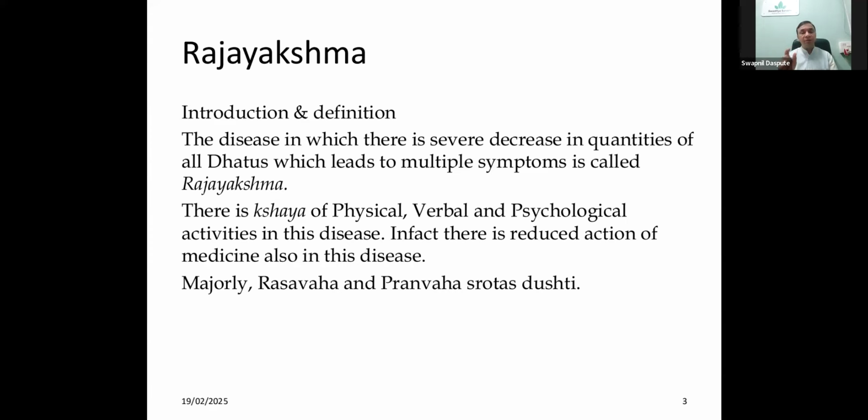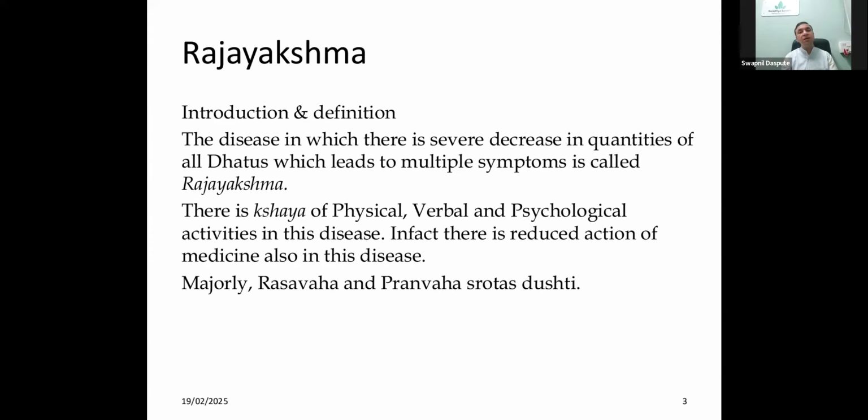Now here, understand the importance of Agni. When the Agni is lit properly, the functioning of digestion, then absorption, excretion, etc. is happening properly. That is leading to health. And when there is any disequilibrium, Agni-mandya, then it can lead to various signs, symptoms, and up to the disease formation level. So here there is reduced action of medicine because of the severe depletion in the Jatar Agni as well as the Dhatu Agni.